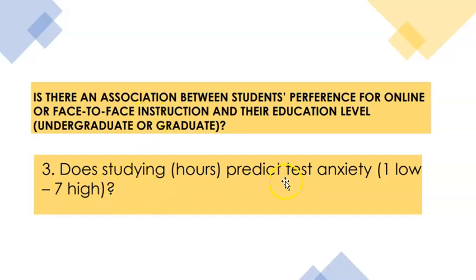Does studying hours predict test anxiety? In this case, it's very clear that your studying hours is the independent variable. Your dependent variable is the anxiety. So predict means that you should opt for the regression test. Your independent variable will be the studying hours that predict how much anxiety they have. The dependent variable is anxiety.